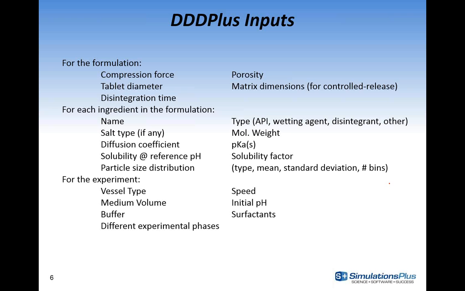For the experiment, we have multiple different vessel types that you can model, so you're going to need to define that, the speed at which the experiment is run at, or the RPM, the media volume, initial pH, whatever buffer formulations they have, and we have a built-in database of many of the different buffers that are used commonly. Surfactants, and then different experimental phases. If you have a transfer experiment from pH 1.2 to 6.5, for instance, you would define that for your experiment.